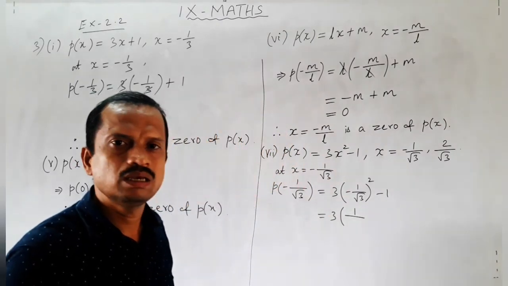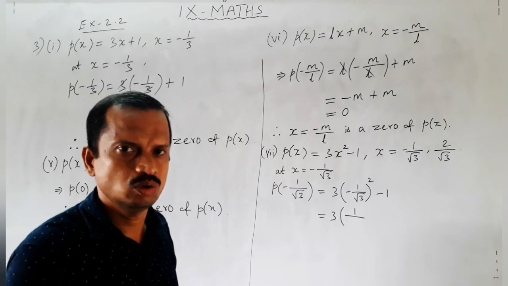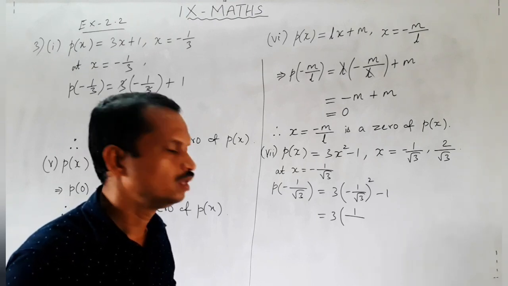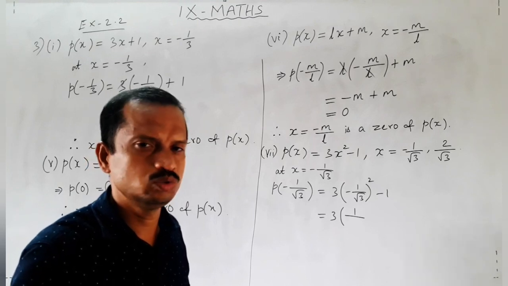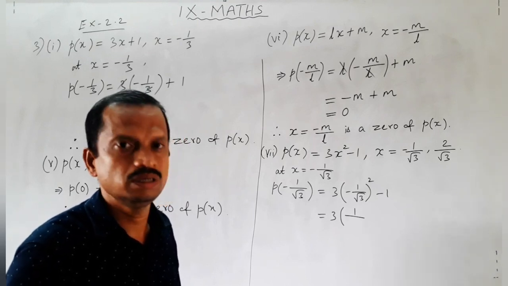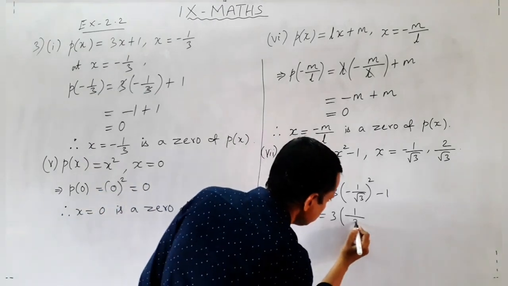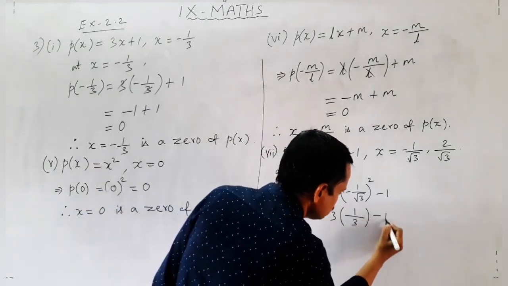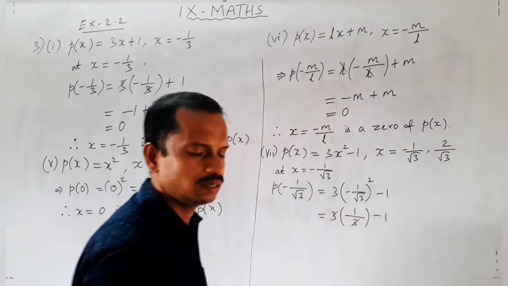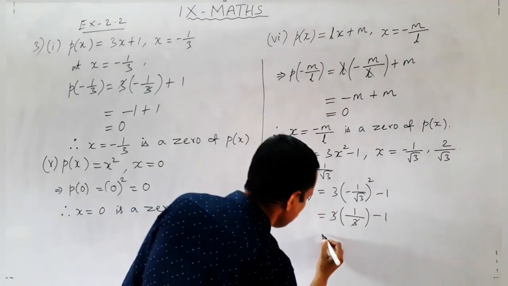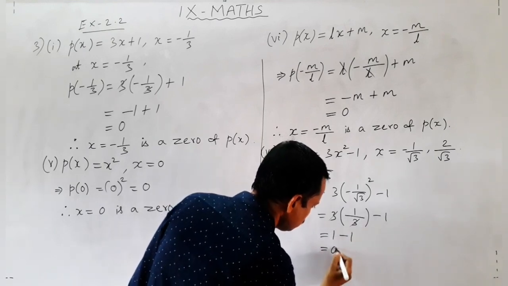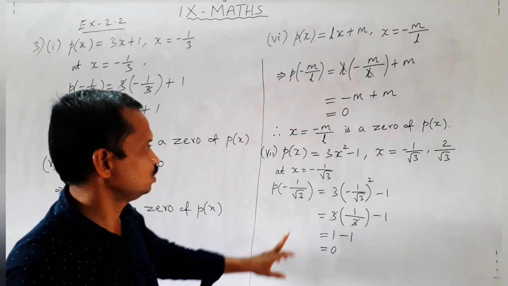When we apply square for root 3, you know what happens? In the number system, we have learned it. What will come? 3. Root 3 into root 3, that is root 3 whole square. So root 3 into root 3 is 3. So we will get 3 here, and then minus 1 is there. So this numerator 3, denominator 3 gets cancelled, and the remaining is 1, and also there is minus 1, which is nothing but 0. 1 minus 1, 0.